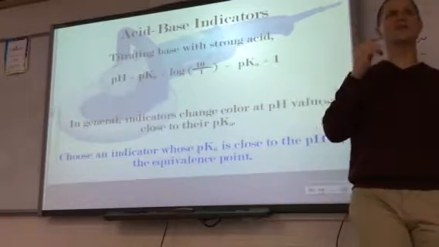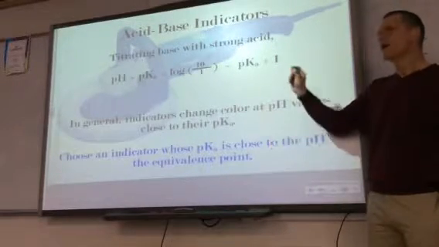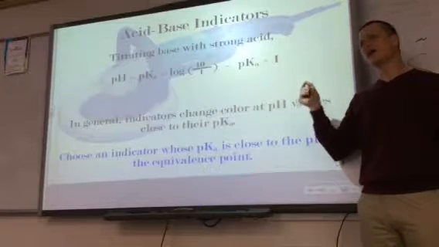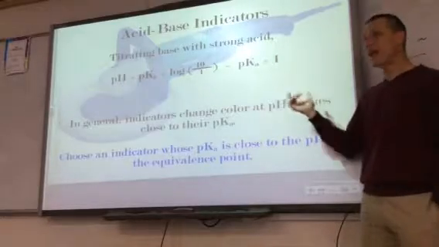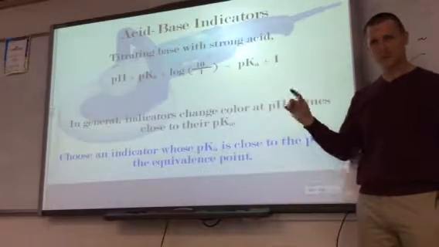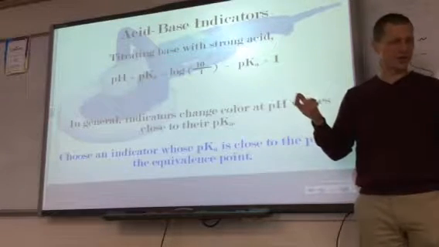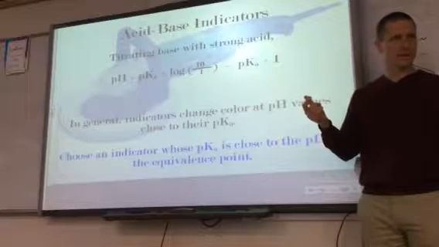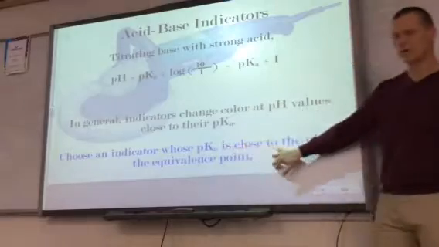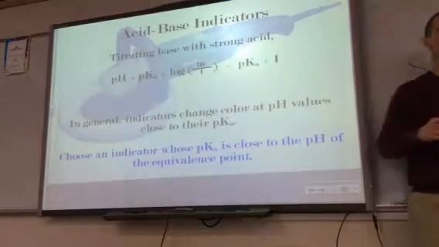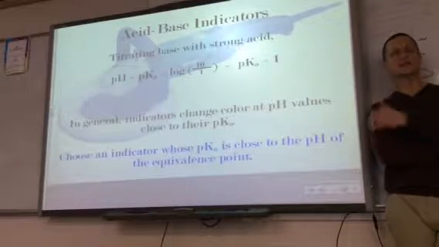An indicator should tell you when you've hit the equivalence point, and it does it by this. The color of an indicator is going to change. Remember, an indicator itself is a weak acid. So the pKa of the indicator, plus or minus 1 pH unit, is where the color change is going to happen. So when you're using it to indicate another acid-base reaction, this part in blue is what you want. You want to choose an indicator that's going to change color, have its pKa close to the equivalence point pH.